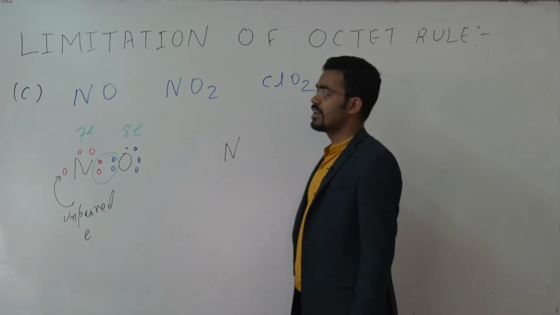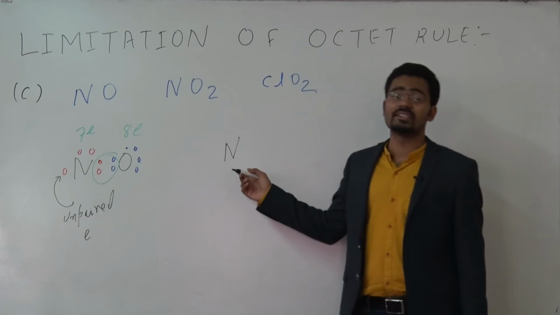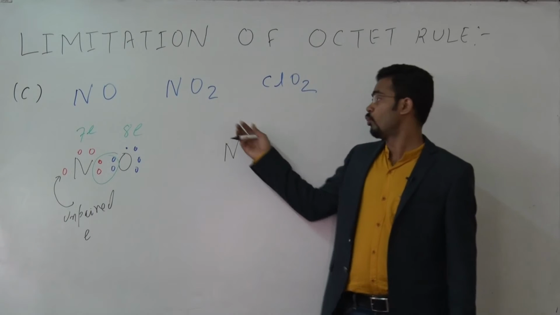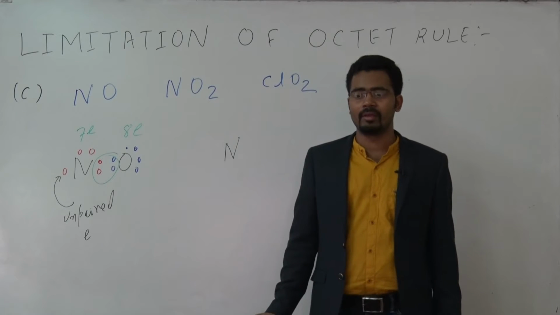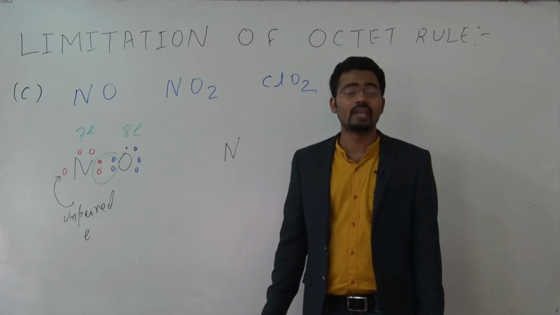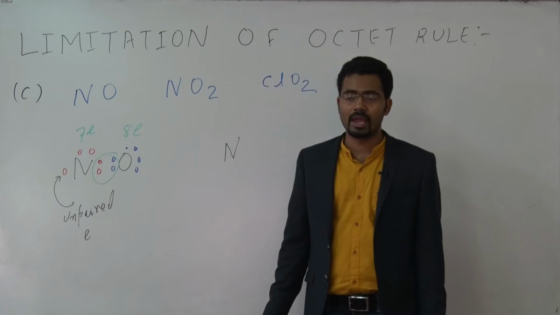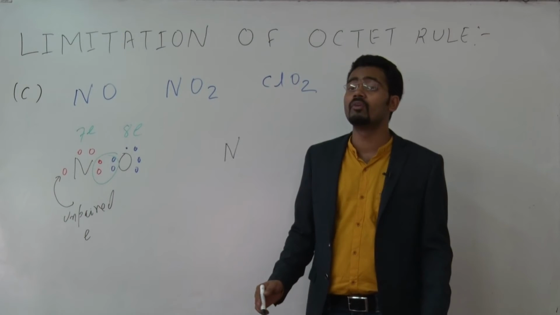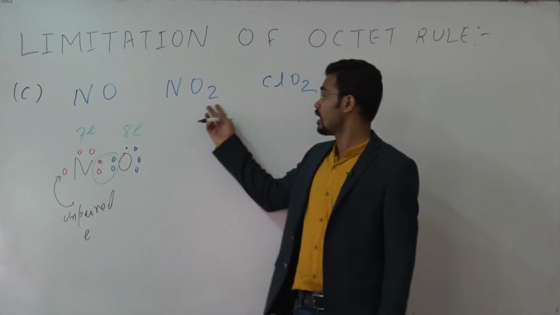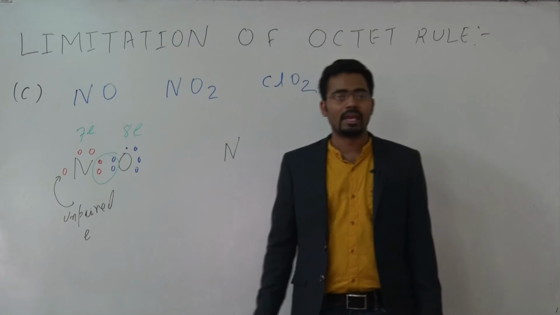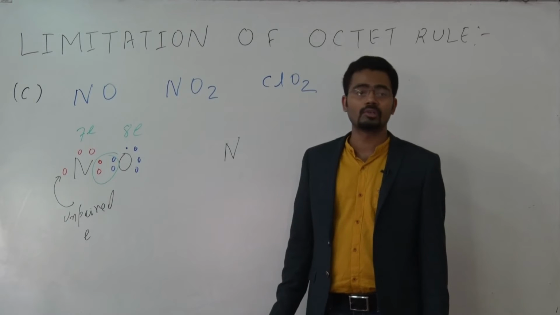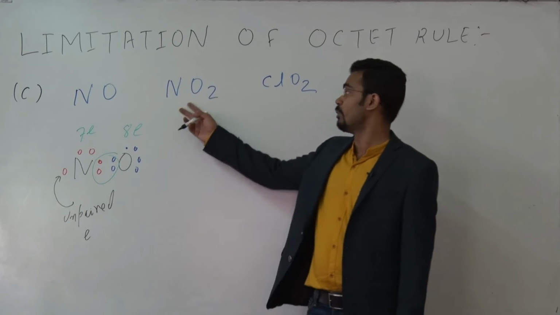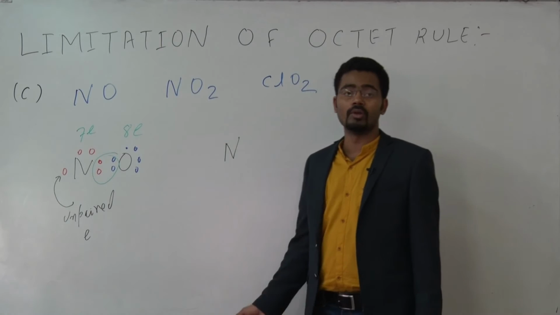So first identify the central atom. Which will act as the central atom? The one having less electronegativity, larger in size, and having maximum bond formation tendency. In oxygen and nitrogen, nitrogen is less electronegative, and also nitrogen has more tendency to form bonds compared to oxygen. Nitrogen forms 3 bonds while oxygen forms 2 bonds.